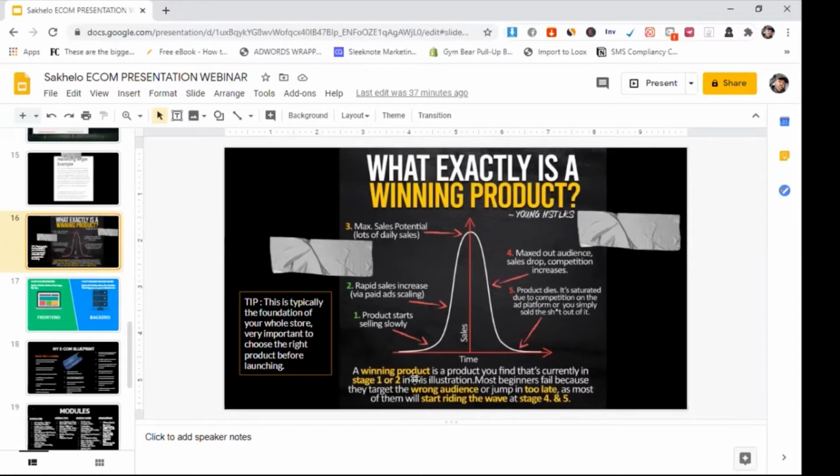As I said, most beginners fail because they target the wrong audience or jump in too late, as most of them will start riding the wave at stage 4 or 5. So you don't want to be riding the wave at stage 4 or 5. You always want to be getting it somewhere between 1, 2, and 3. I wouldn't really mind even getting at 3, because there's a lot of audiences, and Facebook will do the work for you because of its artificial intelligence.